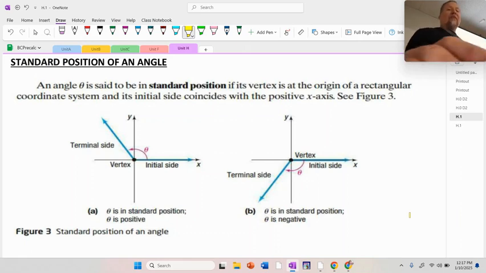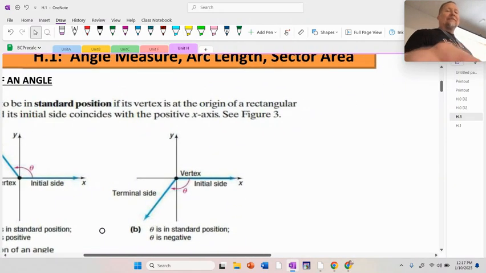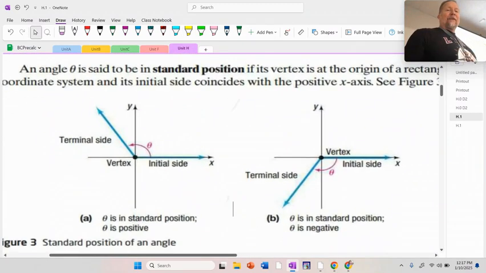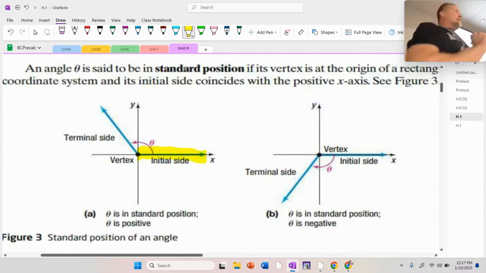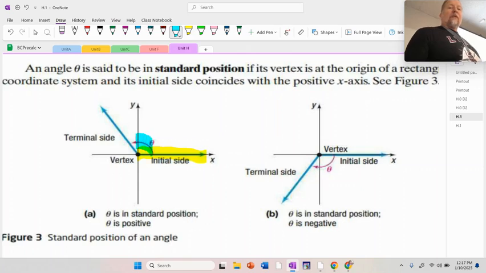All right, so we have to have some rules. Rule number one is standard position. I don't know why this is a thing. The pen. See, just got to hit it really hard and then it works. The initial side, somebody decided, let's make that the positive x-axis. Got it. And then the terminal side is wherever the angle ends up. So that's the second side.